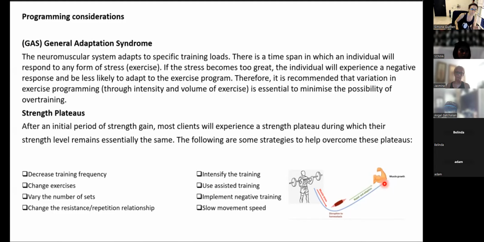And there is always an individual time span. Some people need longer and some people don't need so long when it comes to recovery, because they respond differently to stress. And stress in that sense is your exercises, okay? If the stress becomes too large or too great, the individual will experience a negative response and be less likely to adapt to the exercise program, okay?